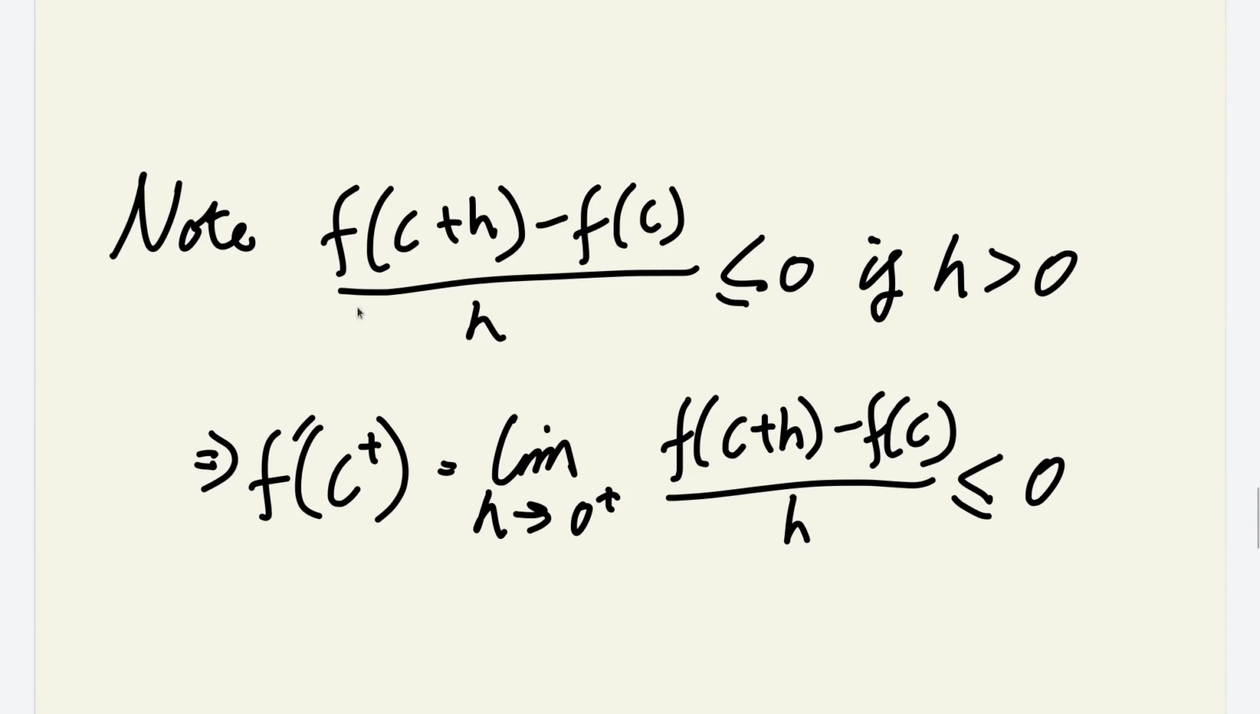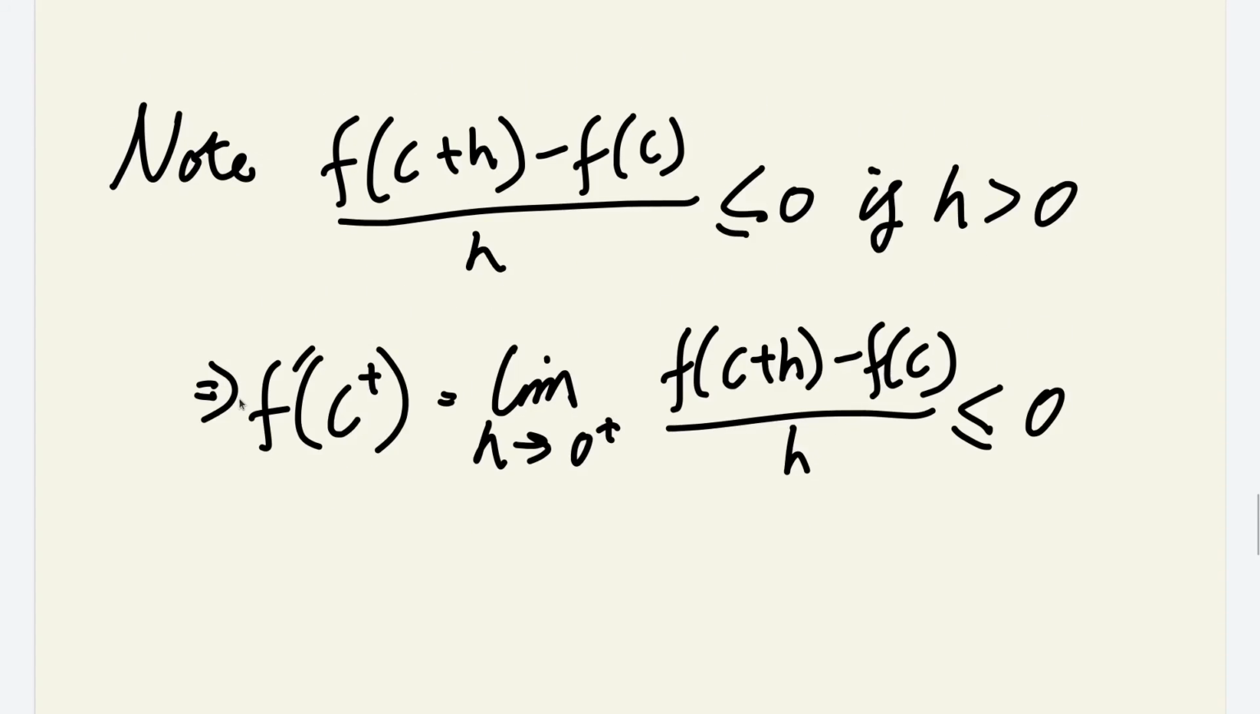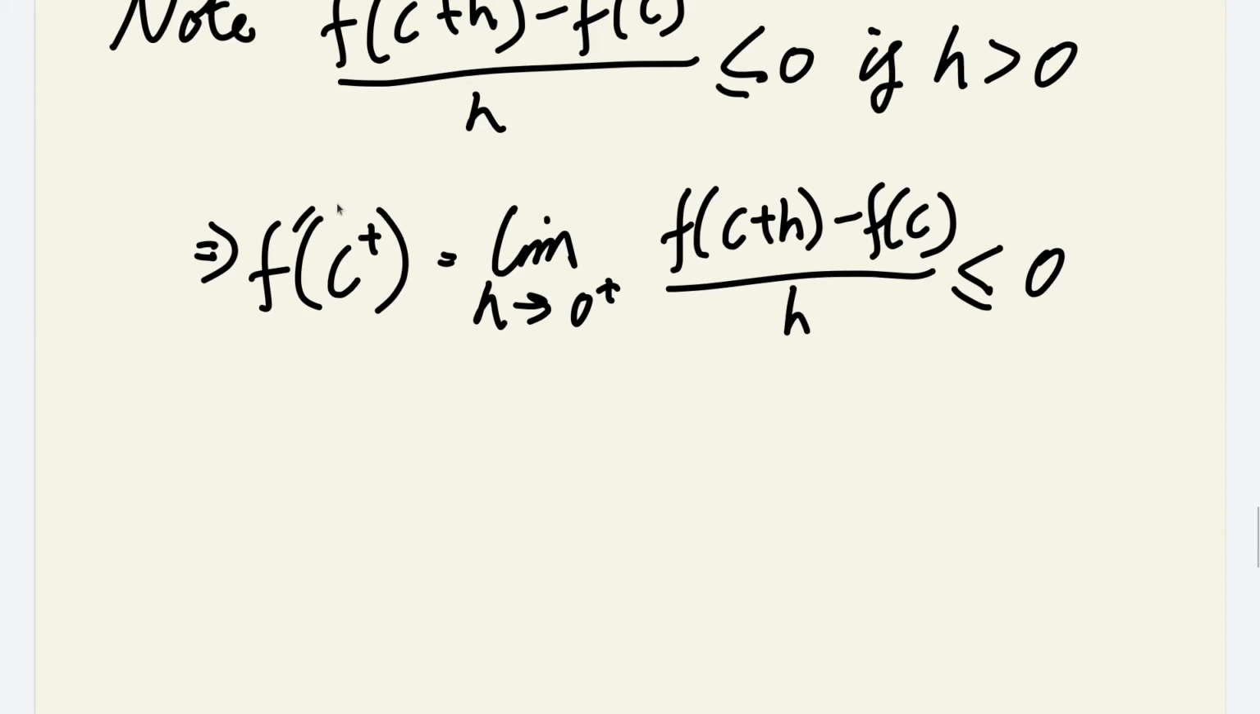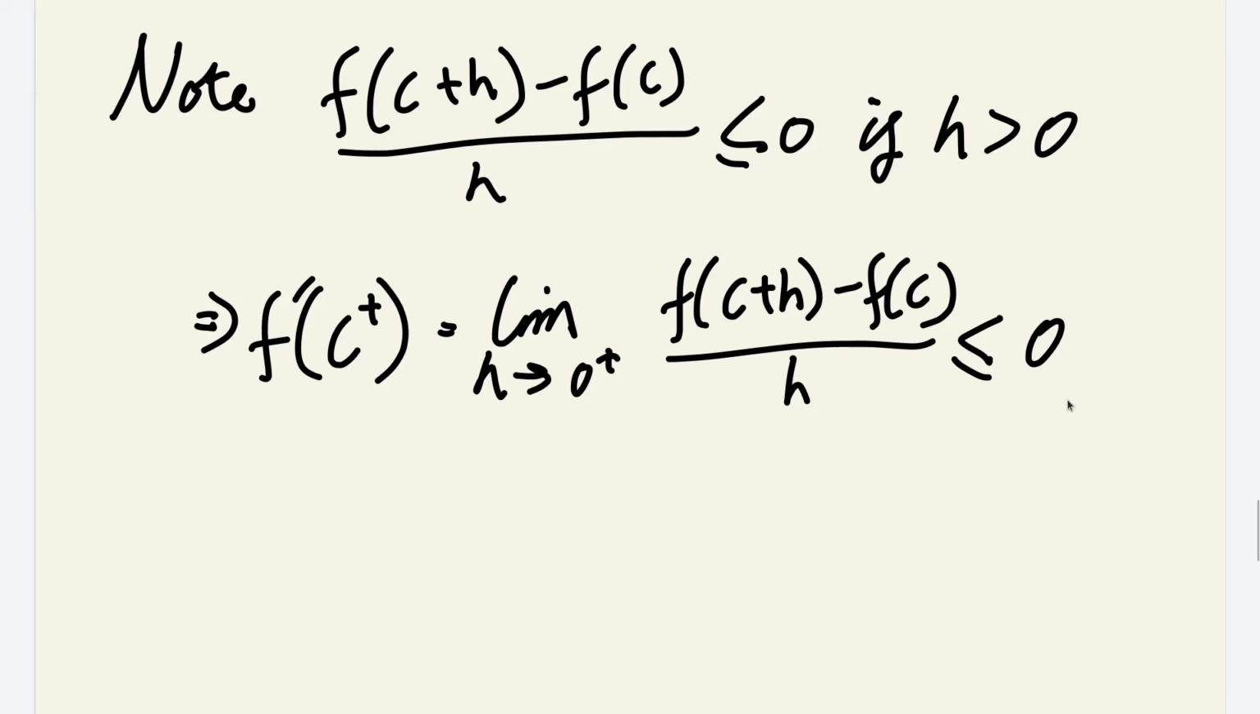So we know immediately that (f(c+h) - f(c))/h is less than or equal to 0 if h is greater than 0 and h is sufficiently small. This just immediately follows from the definition of f(c) being a maximum. So f(c) must be greater than f(c+h). And so this implies that if we take the right-hand limit of the derivative, which we'll call f'(c+), as h goes to 0 from above, that must be less than or equal to 0.